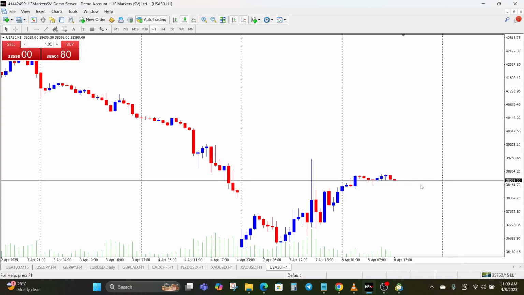Hello traders, let us just quickly break down how to trade US30 on MetaTrader 4 and MetaTrader 5 from setup to execution. Whether you're just starting out or you're shifting from Forex to indices, this is your guide to mastering US30. So first, what is US30?